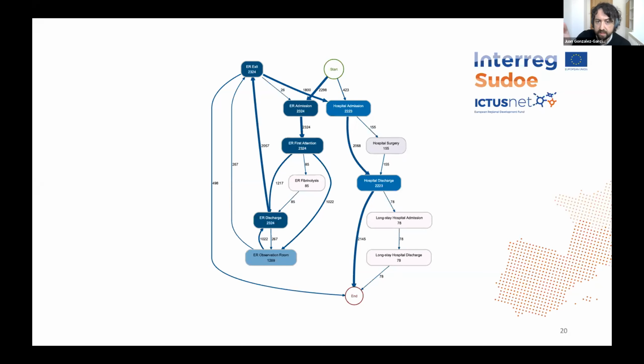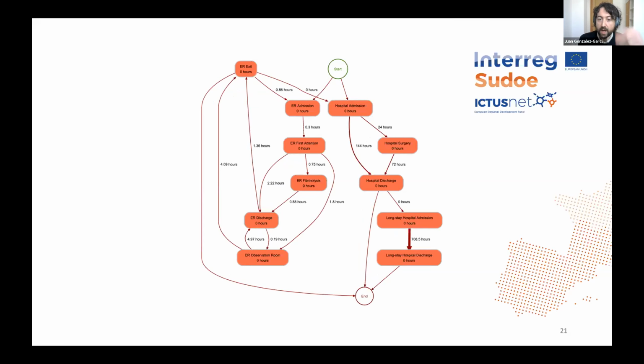But you can see from the thickness of the arrows that usually patients went to urgent care admission, then the first attention in urgent care, then to the observation room, and so on and so forth. Here the numbers express the number of patients that went through between these two activities. Then if you move to the next slide, you can see essentially the same map, but instead of the number of patients, it is the median time between the two related activities.